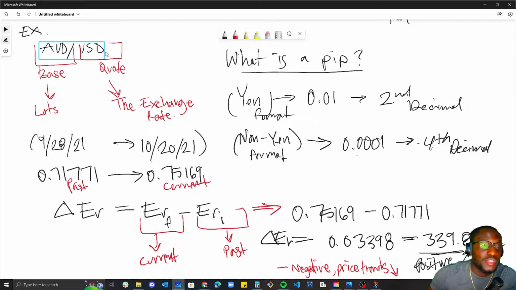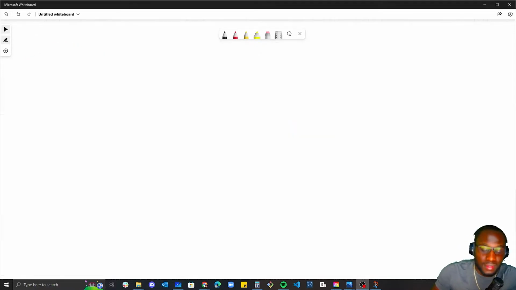So we also learned that the base currency is traded. This is the currency that we trade our lots in, that we leverage our lots in. The quote currency basically shows how much of that currency you need to make 1 unit of the base currency. All right, so let's talk a little bit more about the formatting for pips.